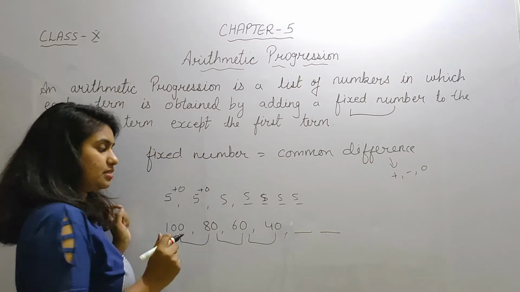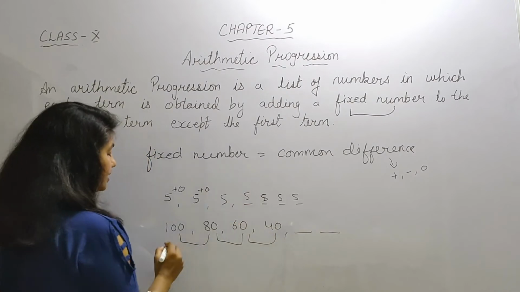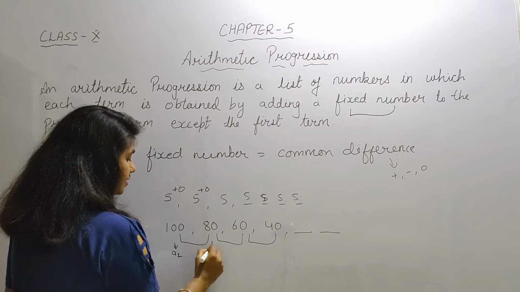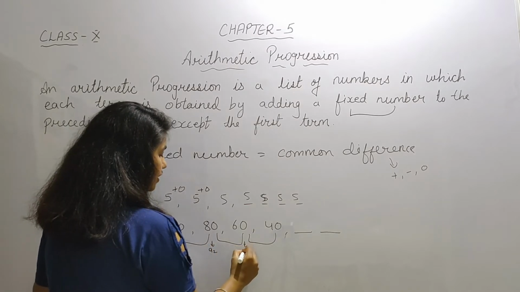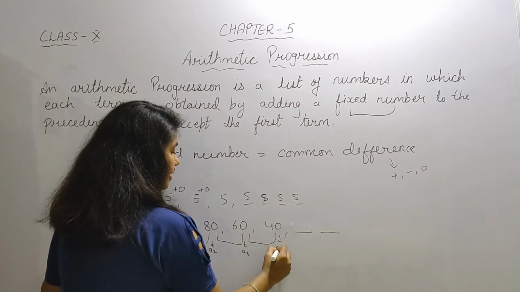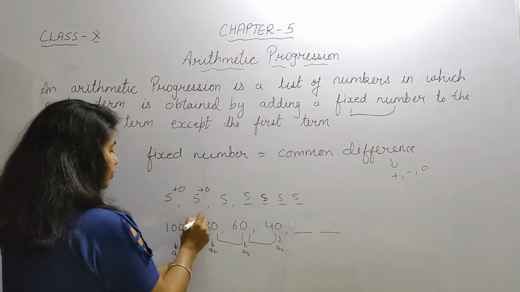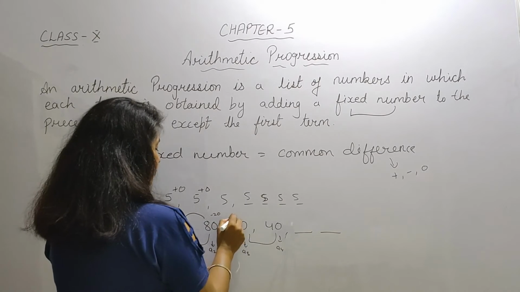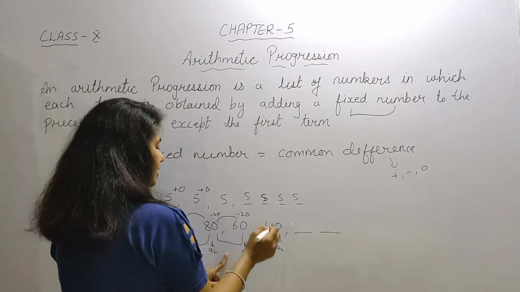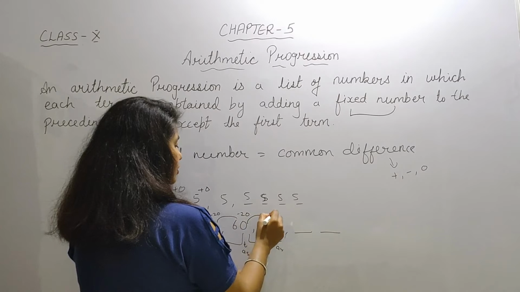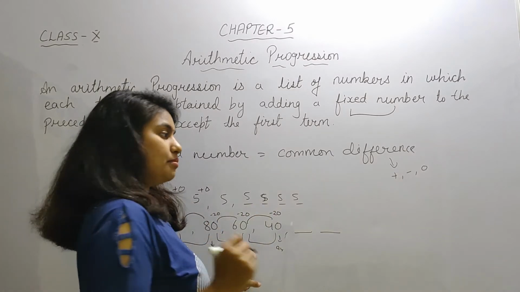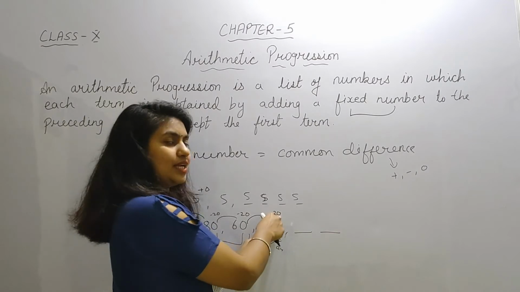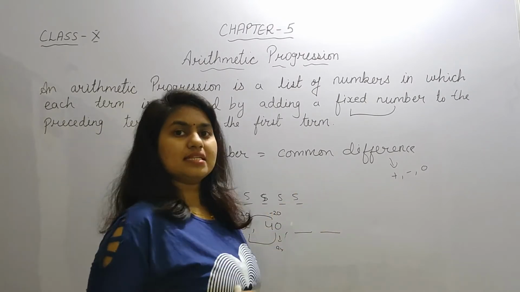It is minus 20. If you do the minus 20, like what I said, this is A1, this is A2, this is A3 and this is A4. So if I do A2 minus A1, I get minus 20. If I do A3 minus A2, I get minus 20. And if I do A4 minus A3, I get minus 20. This means to each preceding term I have to add minus 20, then only I will get the next term.